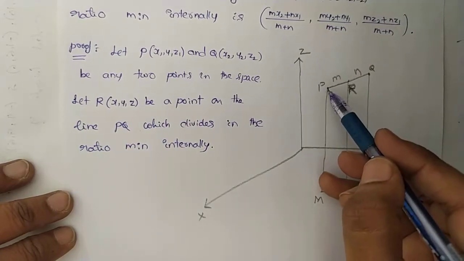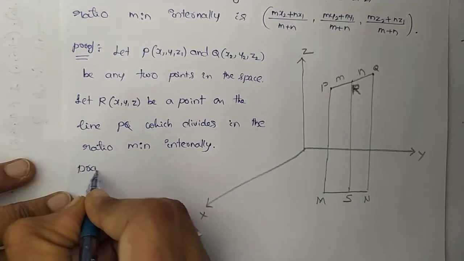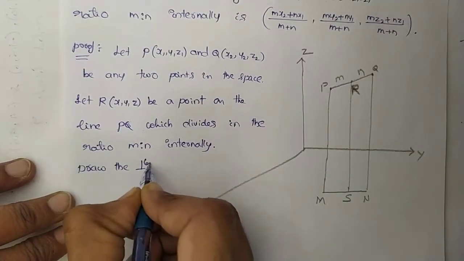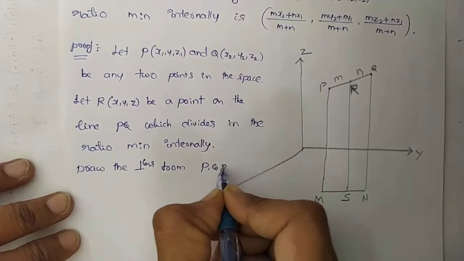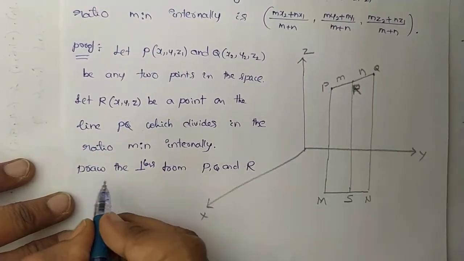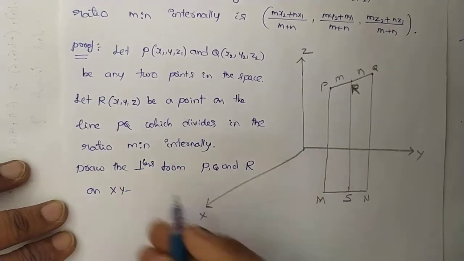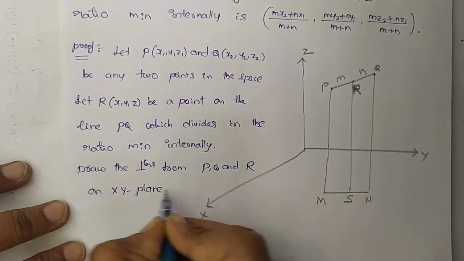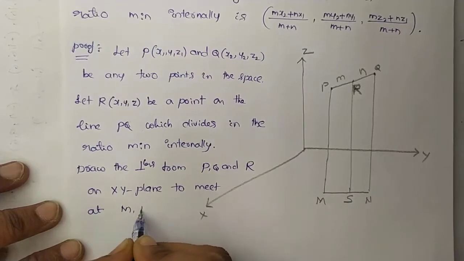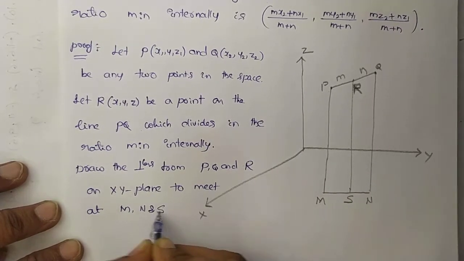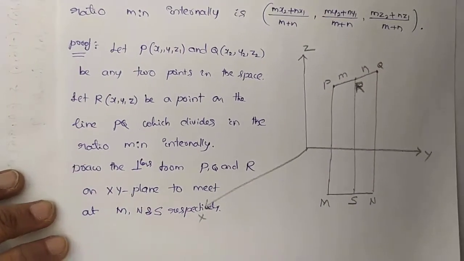Next, draw the perpendiculars from P, Q and R on the xy plane, to meet at M, N and S respectively. See, M, N, S are in the xy plane. So this is the explanation.